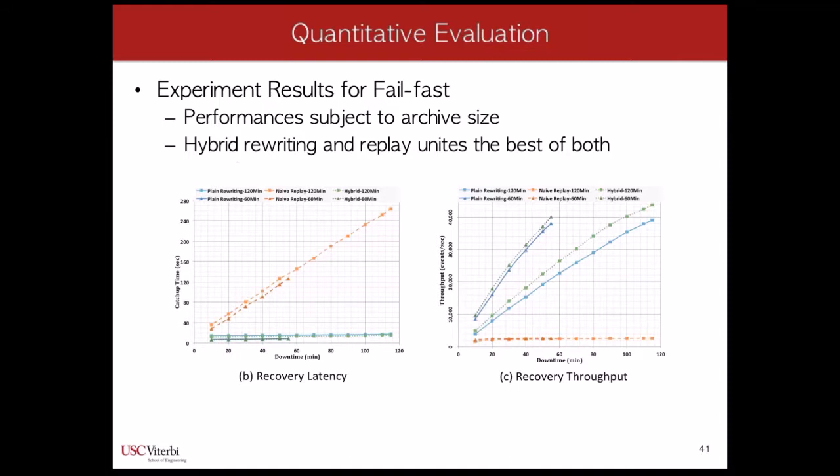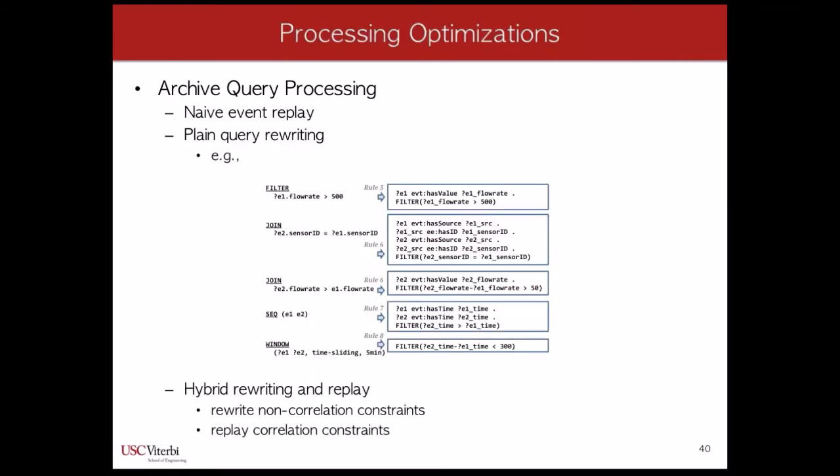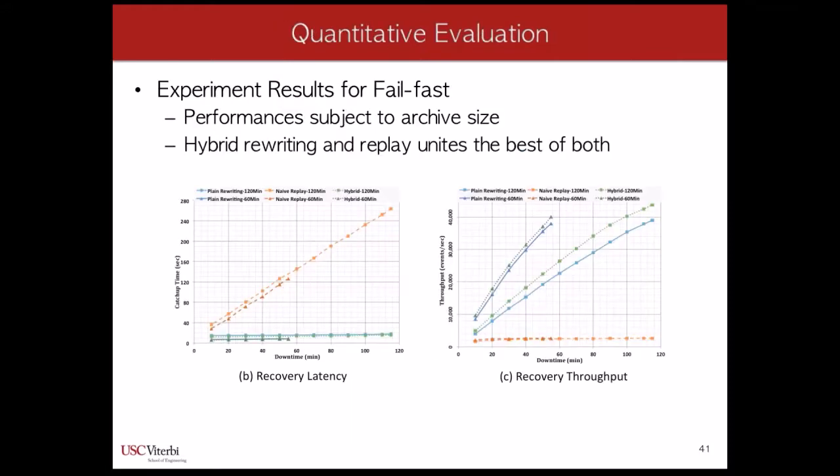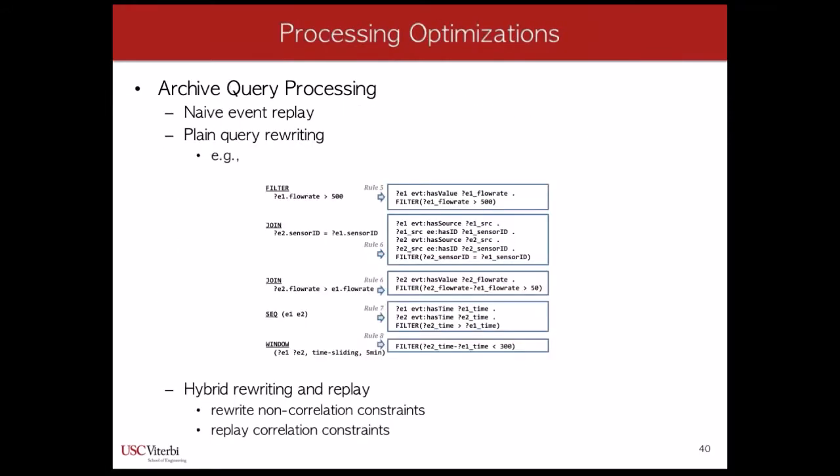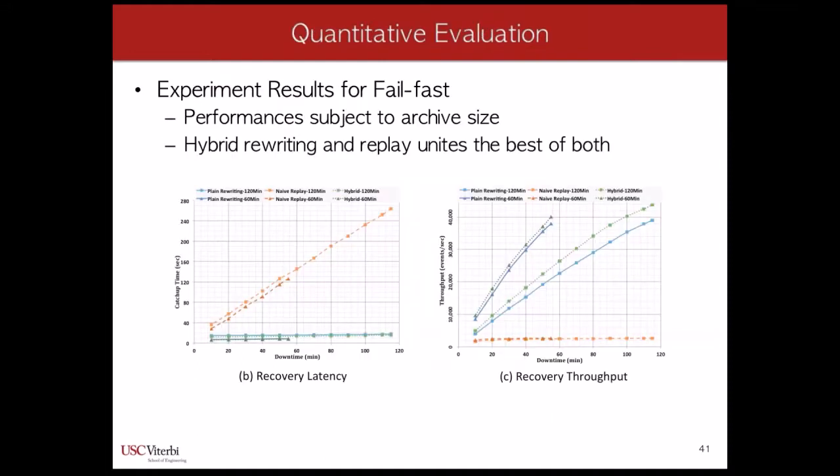That's because, as I said, you can see the many non-correlation constraints. When you perform these constraints over a stream, you basically need to materialize all the history data and process it over CEP. However, if you use a hybrid approach, you can process this kind of constraint in batch.